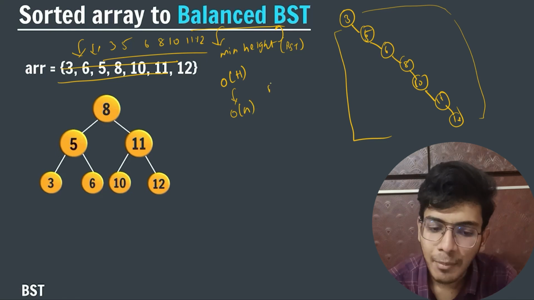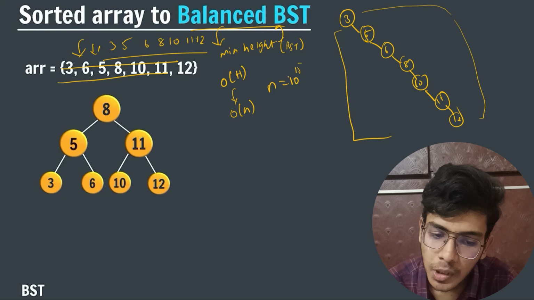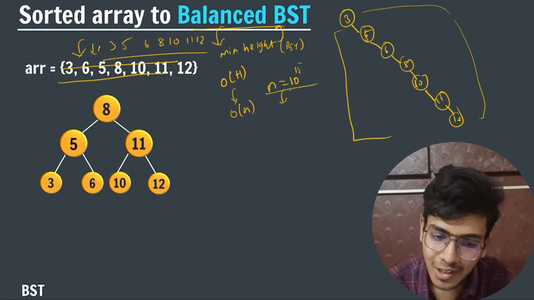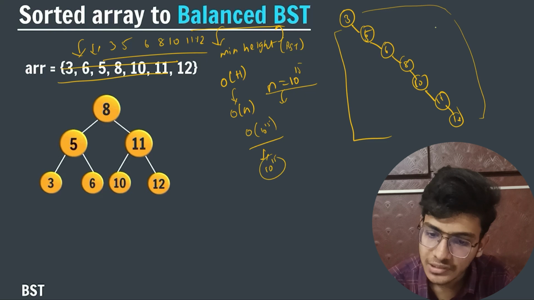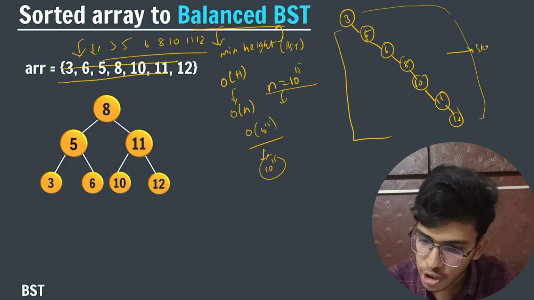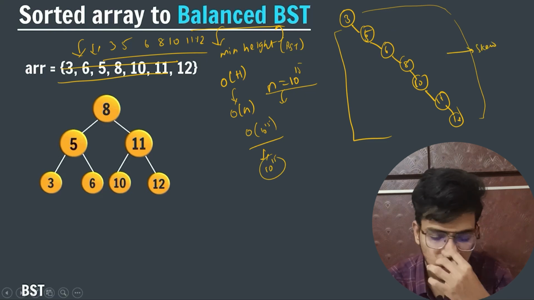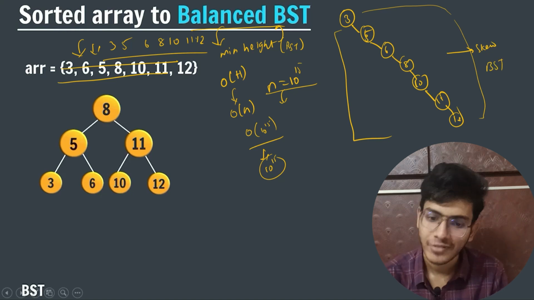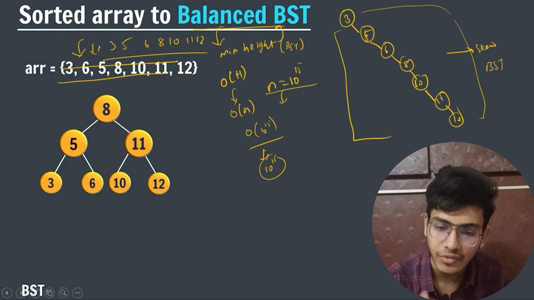And let's say that I have 10 to the power of 15 elements. Now just imagine, for this number of elements my time complexity will become 10 to the power of 15. It means that I need to perform 10 to the power of 15 operations, and this is a skew structure. We call this BST a skew BST, and this is not efficient. If you create this kind of structure, this is not efficient.